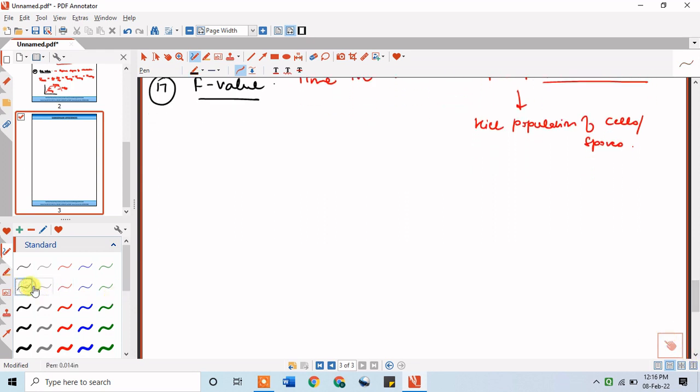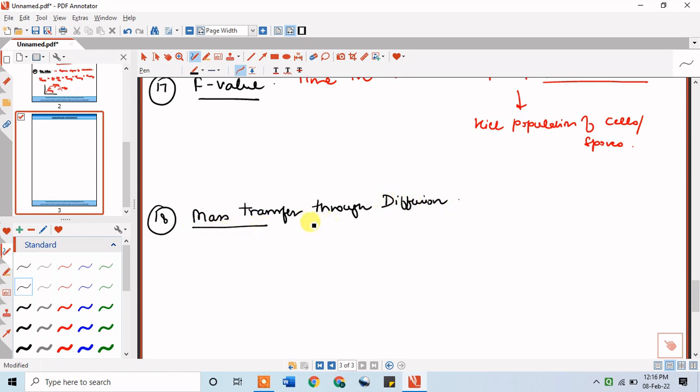So this was 17. और इसके बाद बात करते हैं 18th की. Let us talk about 18th and that is mass transfer through diffusion. मास ट्रांसफ़र की बात करते हैं. Mass transfer through diffusion.